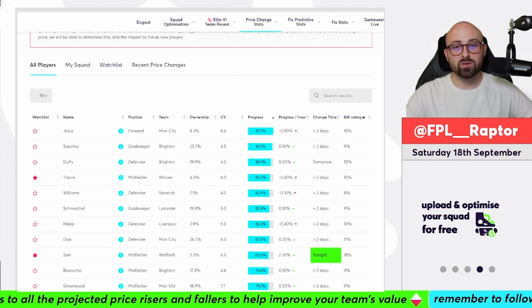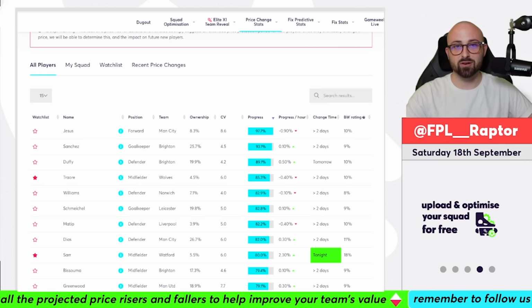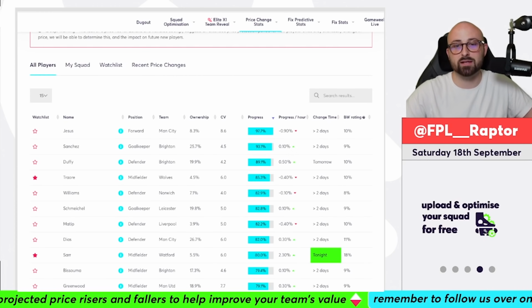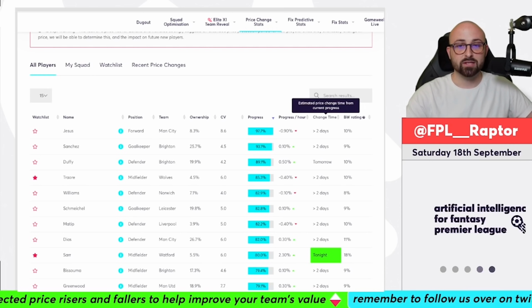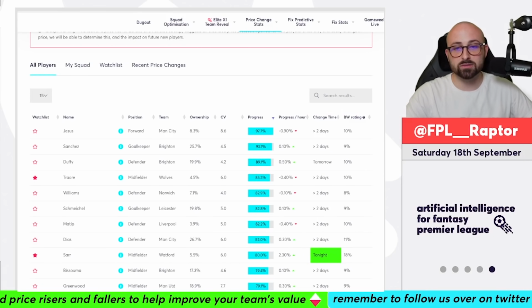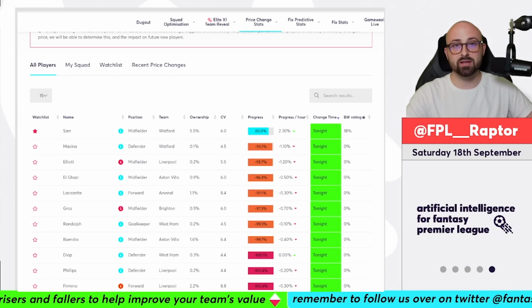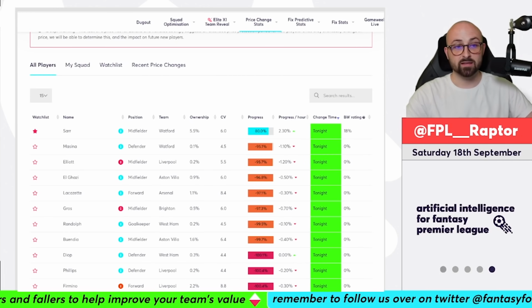And if they're too confusing for you, you can look at change time, which is basically combining those two things and letting you know, based on the current transfer activity, what we're expecting to happen. So what I often do is when I log onto the page, I'll just order it by change time. And you can see all the players that are predicted to rise or fall in price tonight. So that's what we're going to do here.